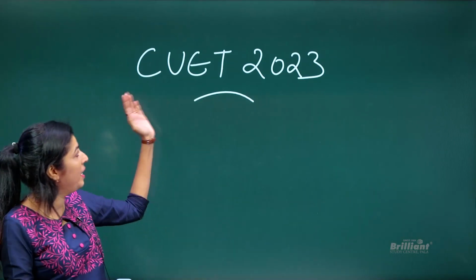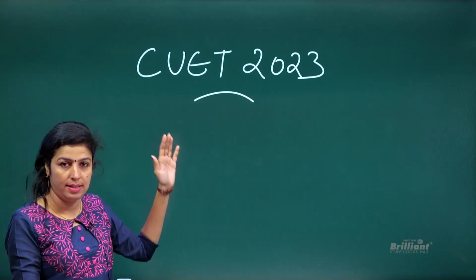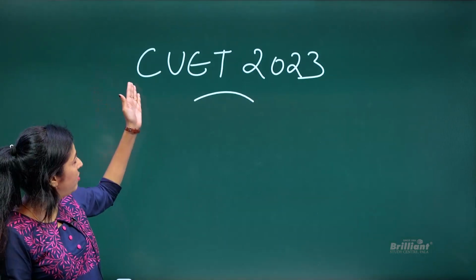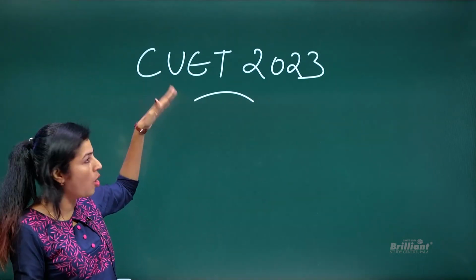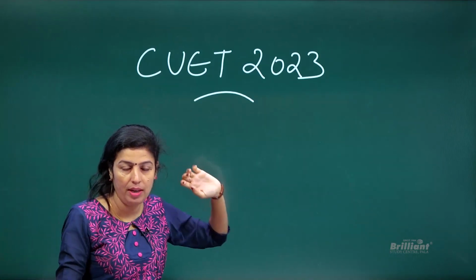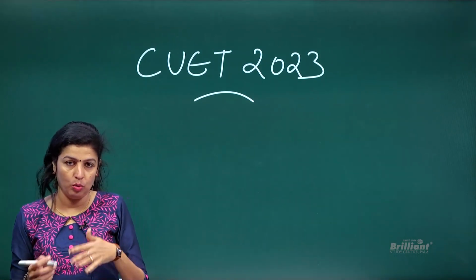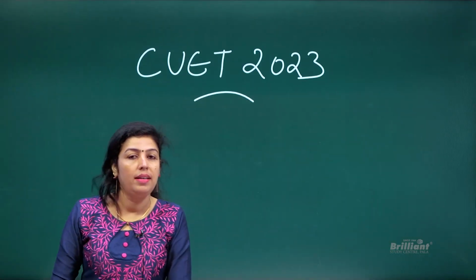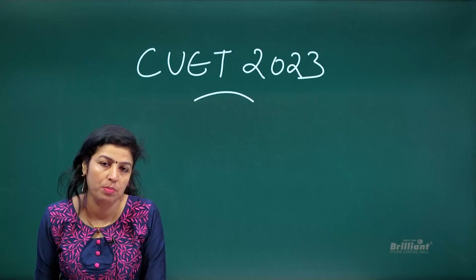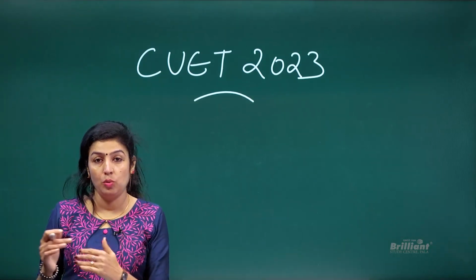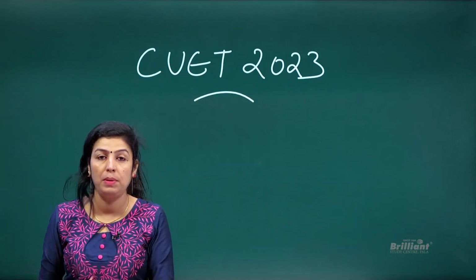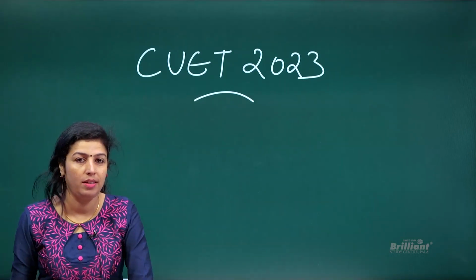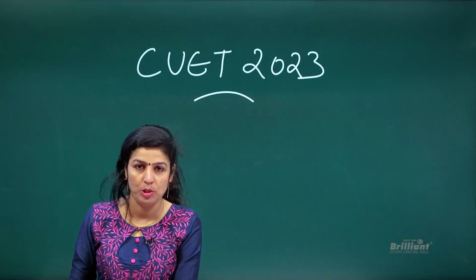CUET is the full form of Central Universities Common Entrance Test. If you clear this test and score good marks, you will definitely be eligible to get admission into various UG and PG courses in central universities. So that's a very good chance, a golden opportunity.